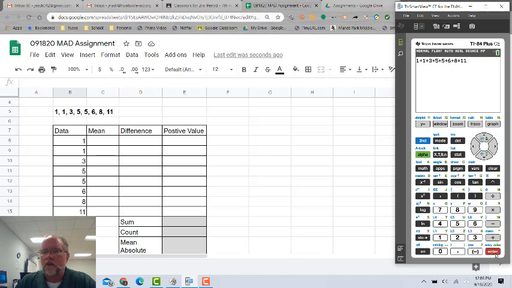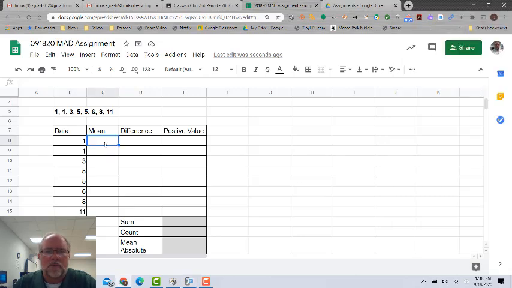We hit enter. We get an amount of 40, but that's not my mean. That's the sum, so now I need to find the mean, so I divide that value by 8, because that's how many data points we have, and we end up with 5. So you would then come into your mean here, and you would type 5 all the way down the list.